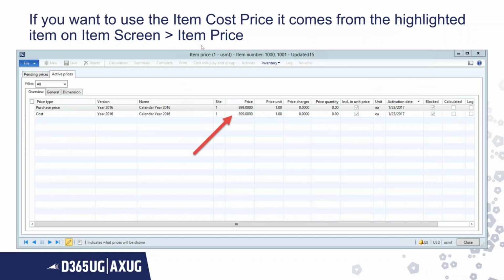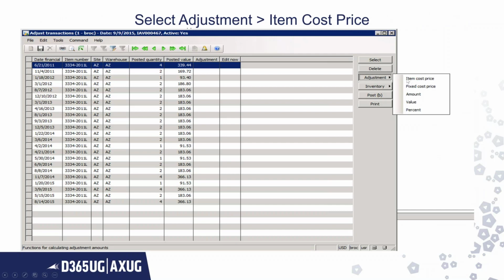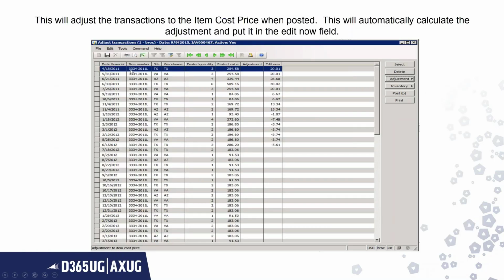So then you can select, in this case, we're going to select item cost price, and we're going to explain the other ones shortly. What that allows you to do is say, based on the item cost price in my selections of this item, these are the adjustments I am going to make. And they occur in the Edit Now field. This adjustment would say, if I had a previous adjustment, this Edit Now is what it's going to do to take the posted value. It's going to add $20 to this posted value effectively.